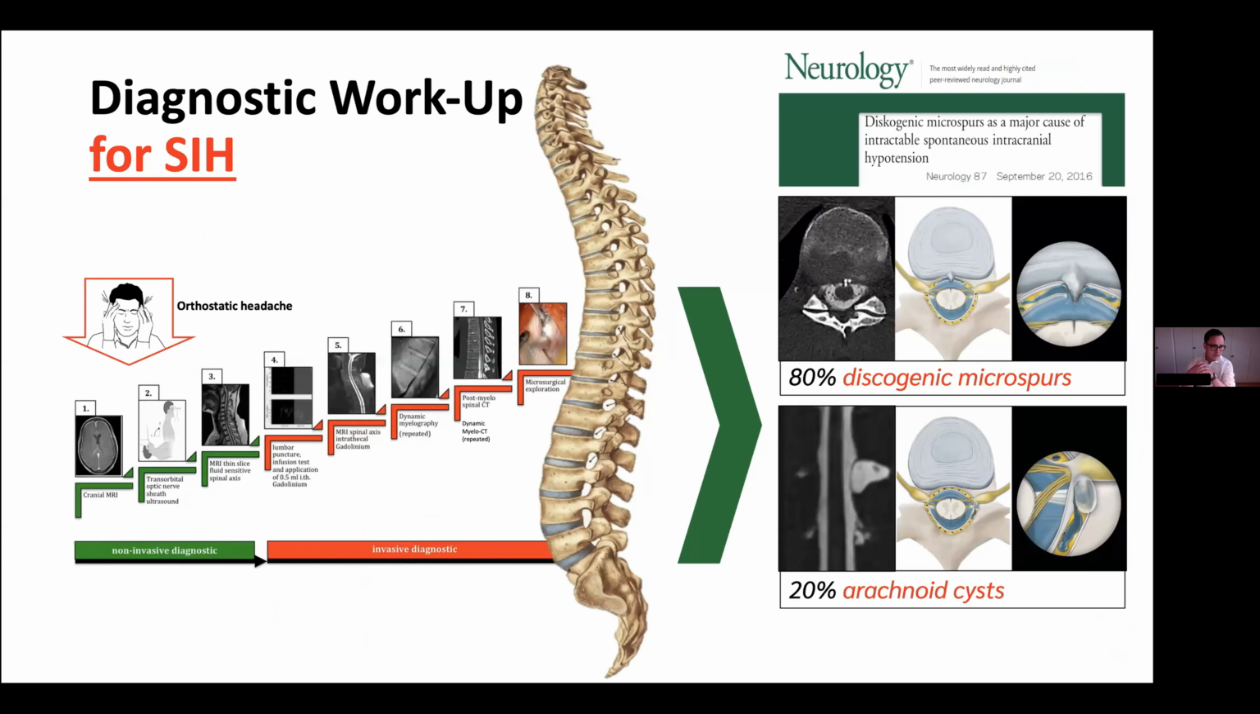In former days, we started in Bern with this diagnostic workup for SIH. We had a stepwise protocol that developed as we treated more and more patients. Finally, we found the reason is in 80% a discogenic microspur and in 20% arachnoid cysts. In those former days, we had the focus on the CSF venous fistulas, but that is nowadays the case. And so we had a good hit rate with this diagnostic workup to exactly see the site of the CSF leak.